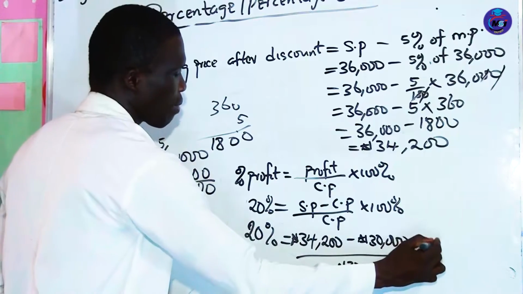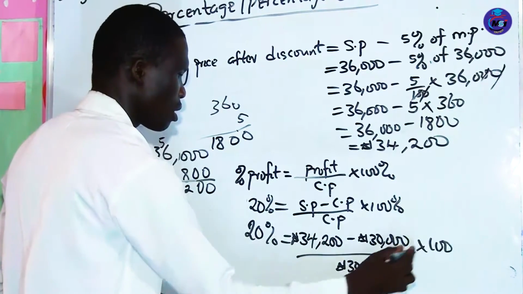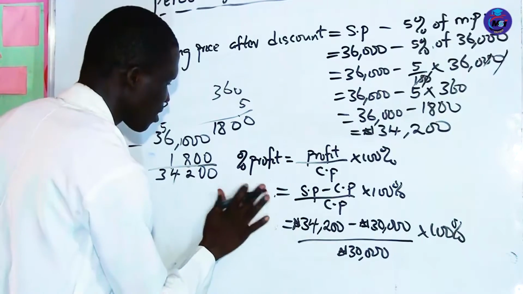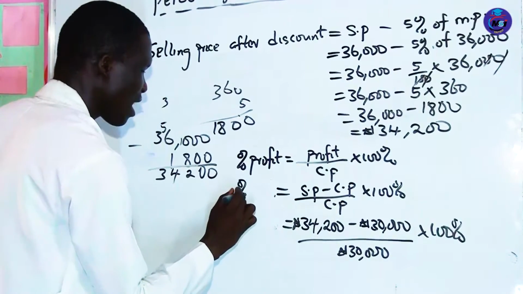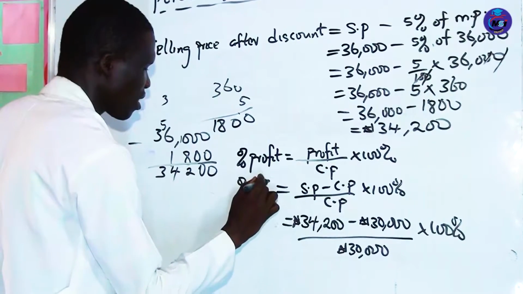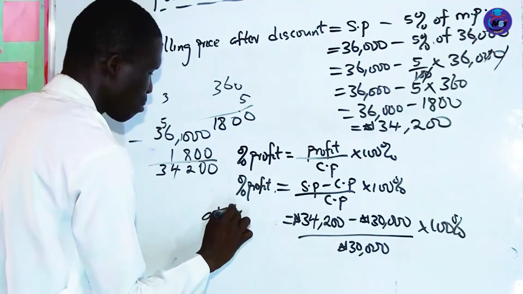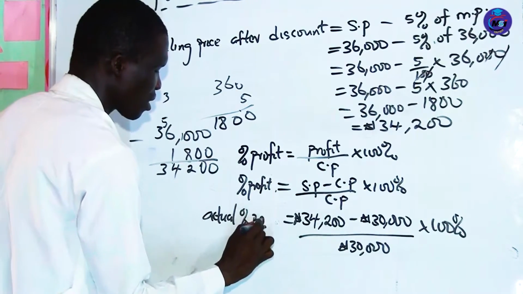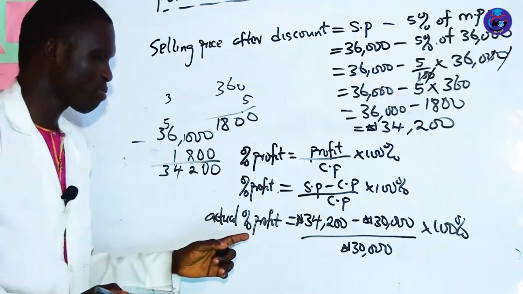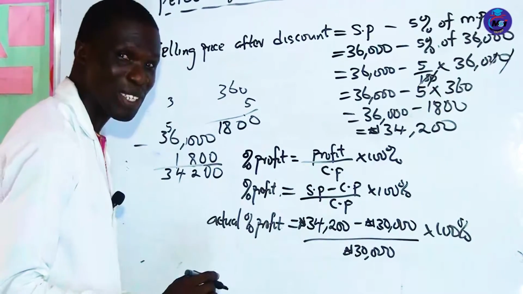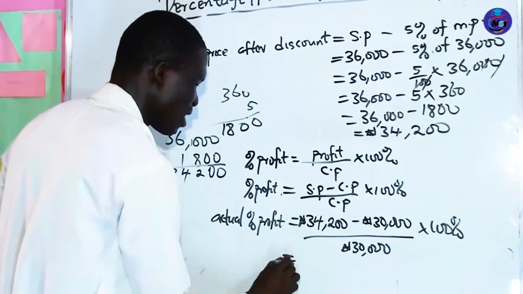Okay, multiply by 100%. Now, sorry for confusing, this is percentage profit. We call it actual percentage profit. That's what we are looking for, right? This is what we are looking for. Sorry for that. Okay, I hope you pardon me. Thank you very much.